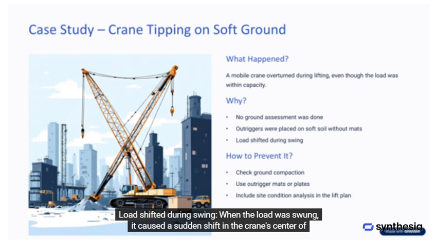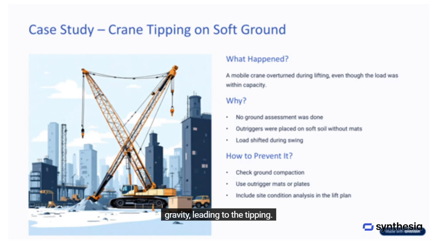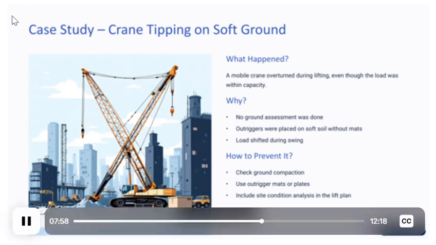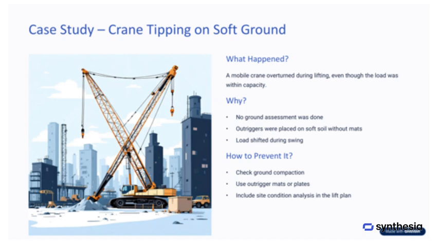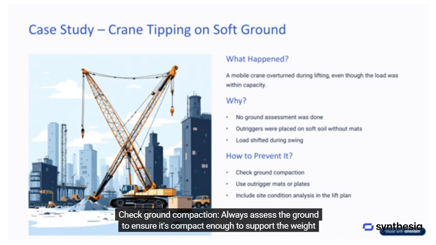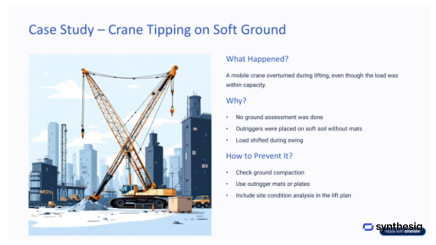Load shifted during swing. When the load was swung, it caused a sudden shift in the crane's center of gravity, leading to the tipping. How to prevent it? Here's how we can avoid such incidents. Check ground compaction. Always assess the ground to ensure it's compact enough to support the weight of the crane.